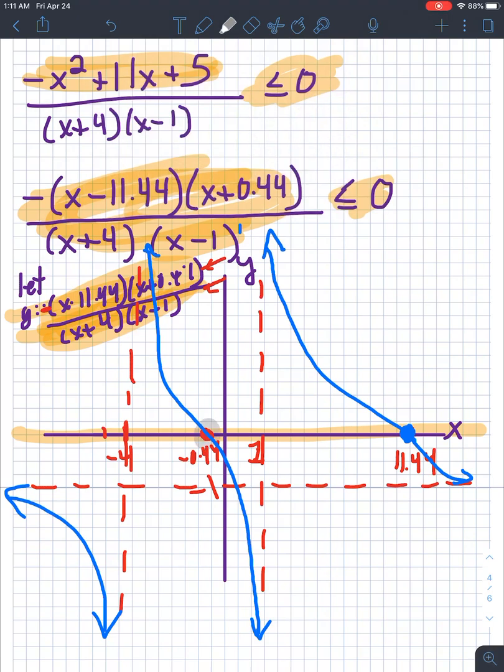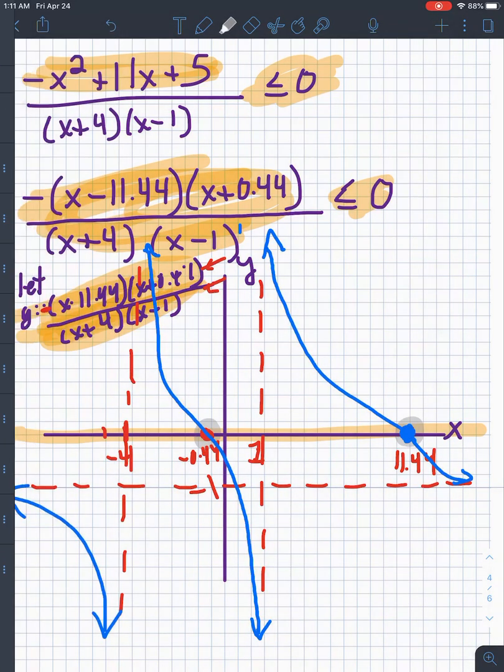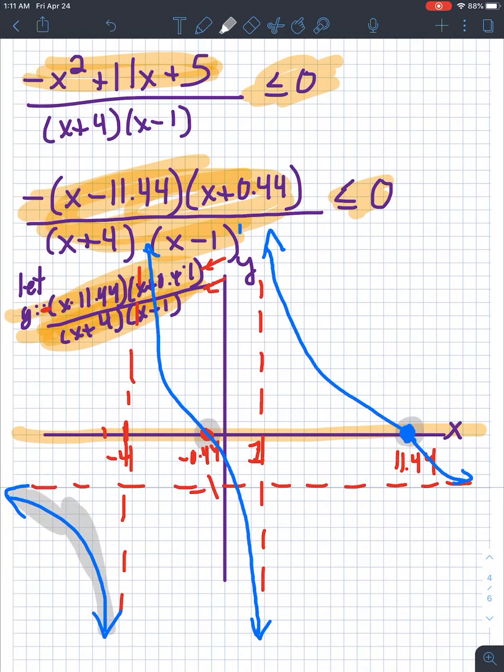So it's equal to 0 right at negative 0.44 and at positive 11.44, and it's less than 0 from negative infinity all the way to negative 4, from negative 0.44 all the way to positive 1, and over here. Anything that's below the x-axis. So there, there, and there. We don't have any holes to worry about, and so our answer is, I'm just going to cut this out.